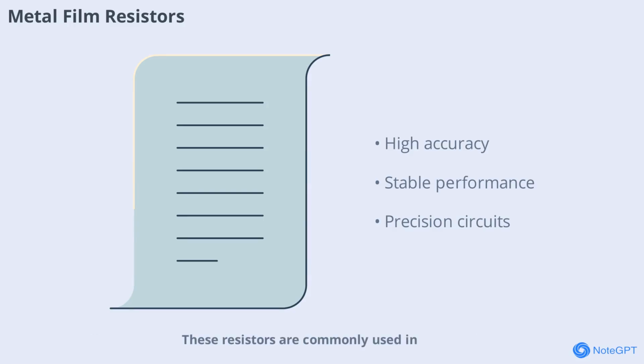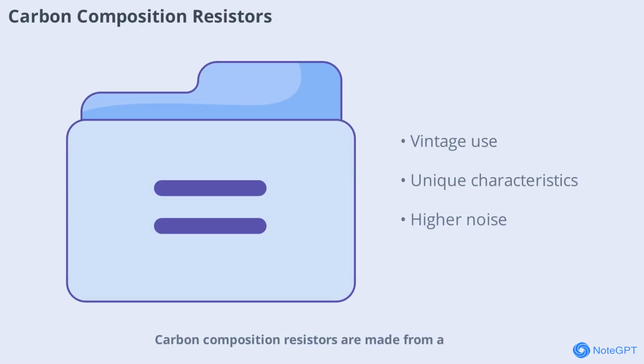These resistors are commonly used in precision circuits where consistent performance is required, such as measurement equipment and audio devices. Carbon composition resistors are made from a mixture of carbon powder and a binding material. They were widely used in the past but are less common today due to their higher noise and lower stability. However, they are still found in some vintage electronics and applications where their unique characteristics are needed.